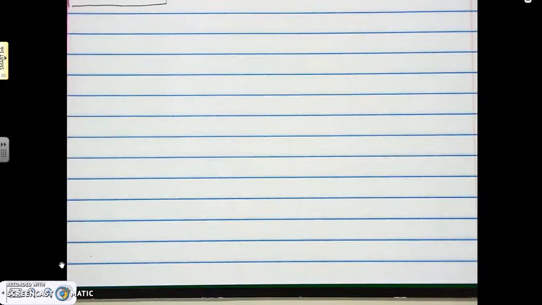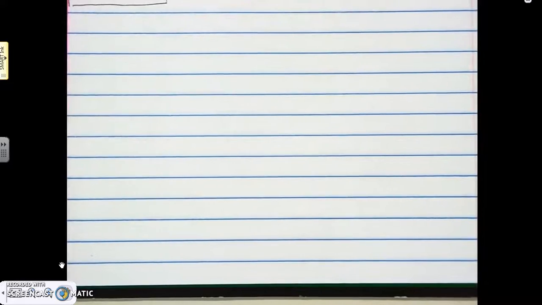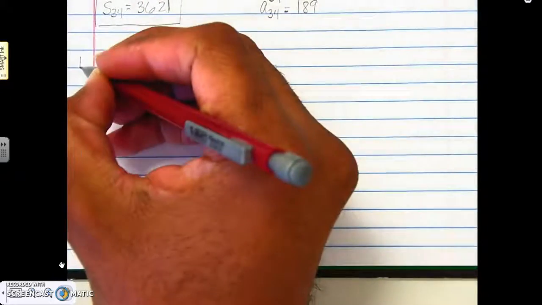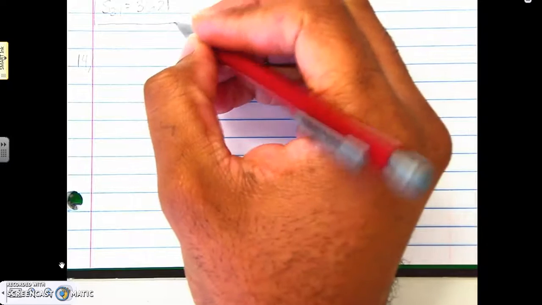Alright, so let's keep working on this study guide. We're taking a look at number 14 on it. Let's pull out a little bit. Number 14. This one just says find the common ratio of this geometric sequence.